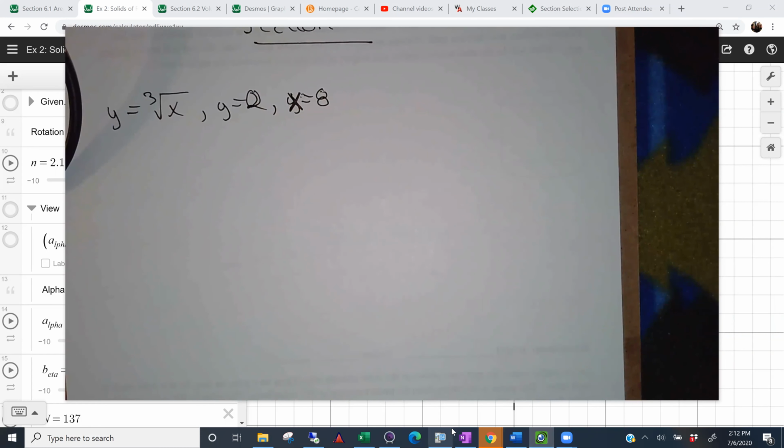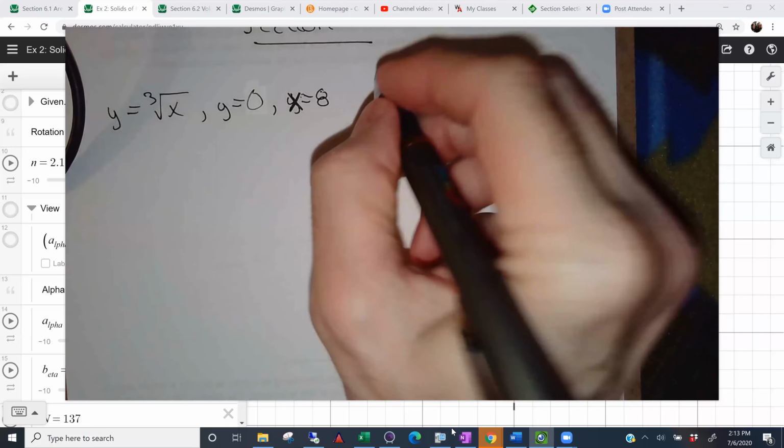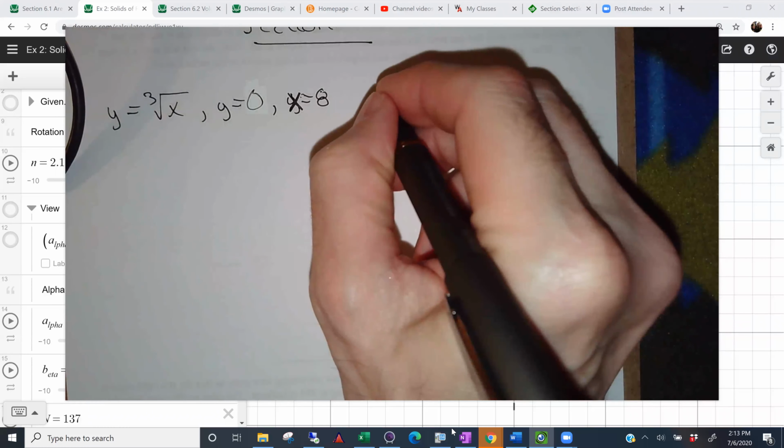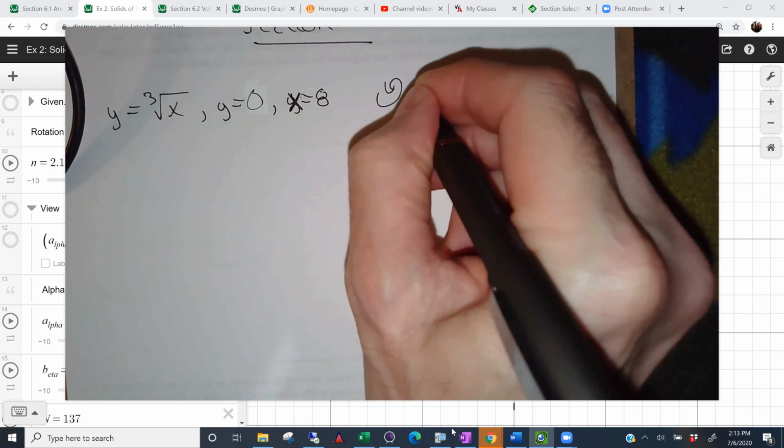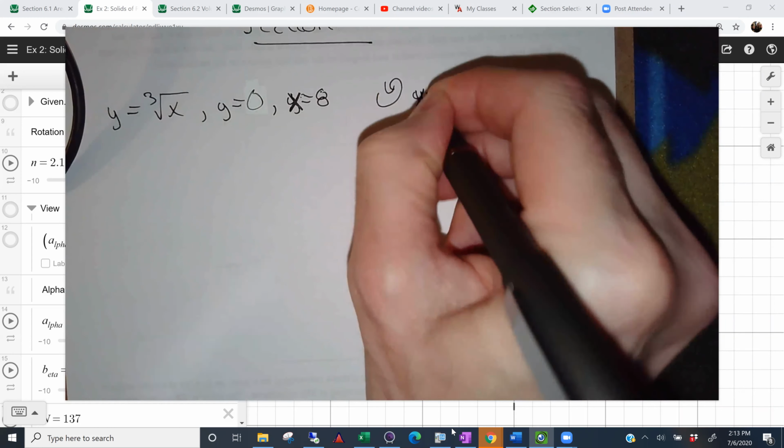And I want to take a look at what those functions look like. And I also need to tell you, or the problem would need to tell you, what axis you're going to rotate around. So we're going to keep it simple with this first example. So we're going to rotate it around the x-axis.